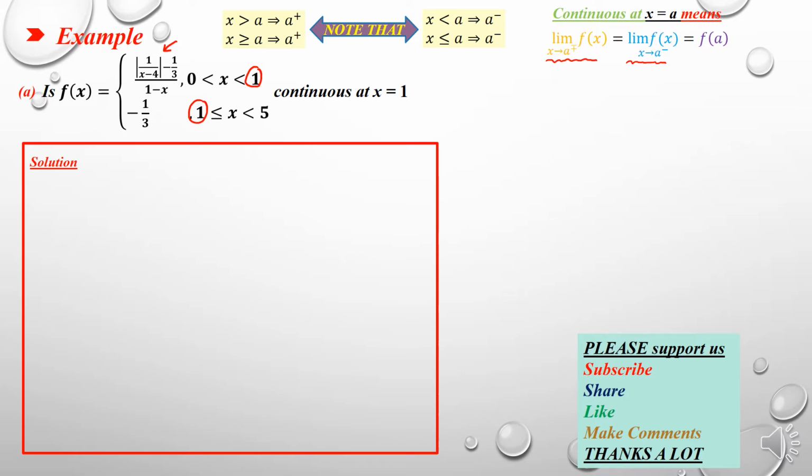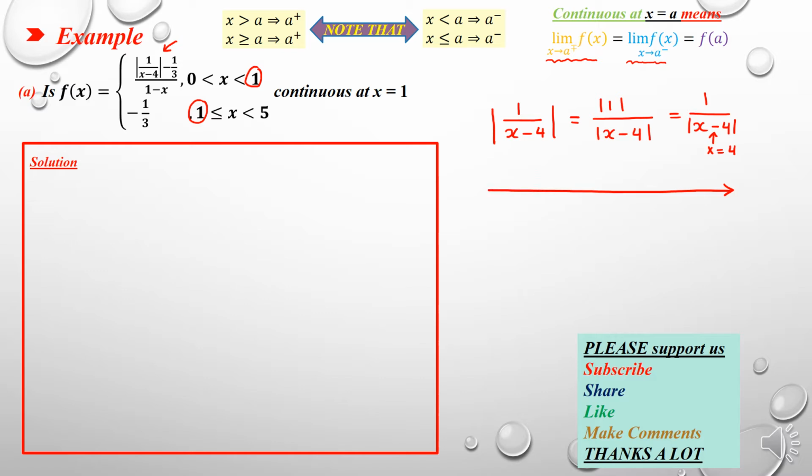So the function is 1 over the absolute value of x minus 4. This is the absolute value that is in our function, and this is equal to the absolute value of 1 divided by the absolute value of x minus 4, and the absolute value of 1 is 1, so we have 1 divided by the absolute value of x minus 4. Now the zero of the inside function is x equals 4. Now this is the number line we have, and we have 4 here.